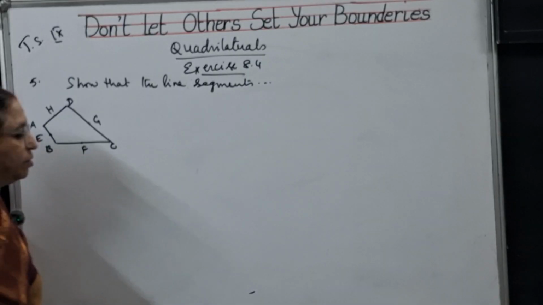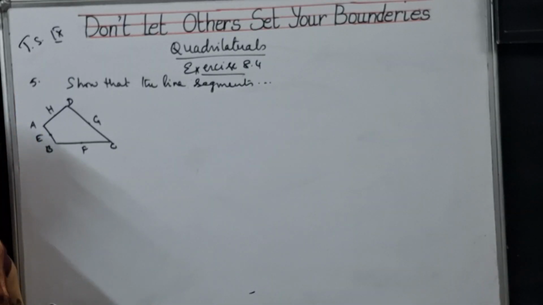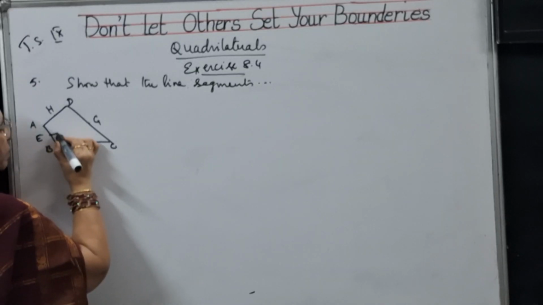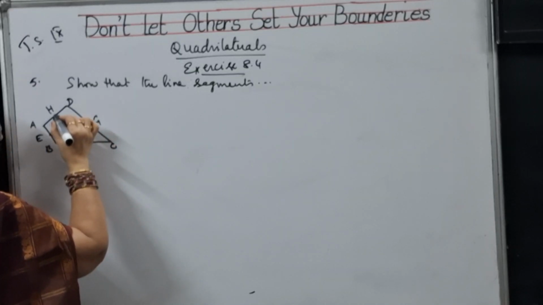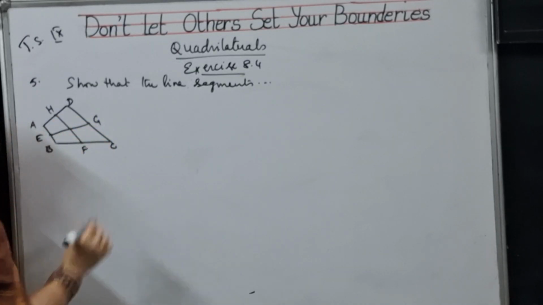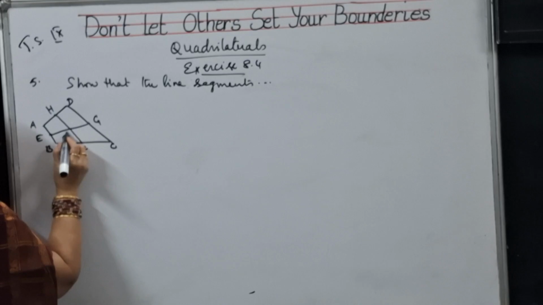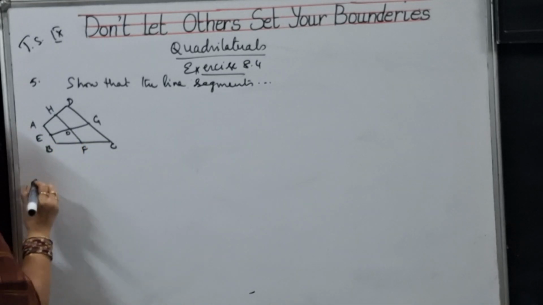What does the problem say? Show that the line segments joining the midpoints of opposite sides. See, EG is one line segment and FH is the other. So the line segments joining the midpoints of opposite sides of the quadrilateral bisect each other. So they are dividing at O. This is what you have to prove.